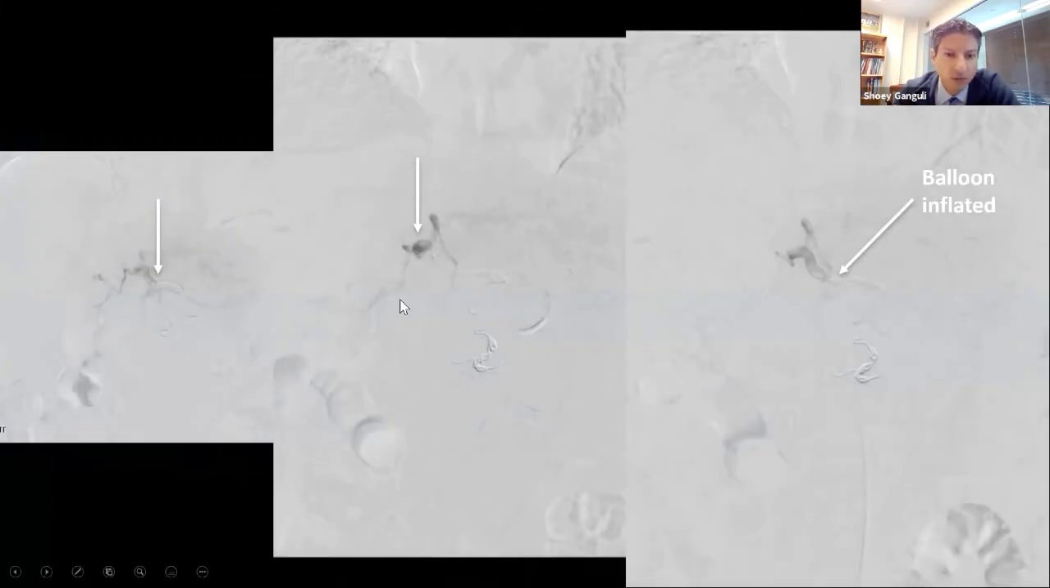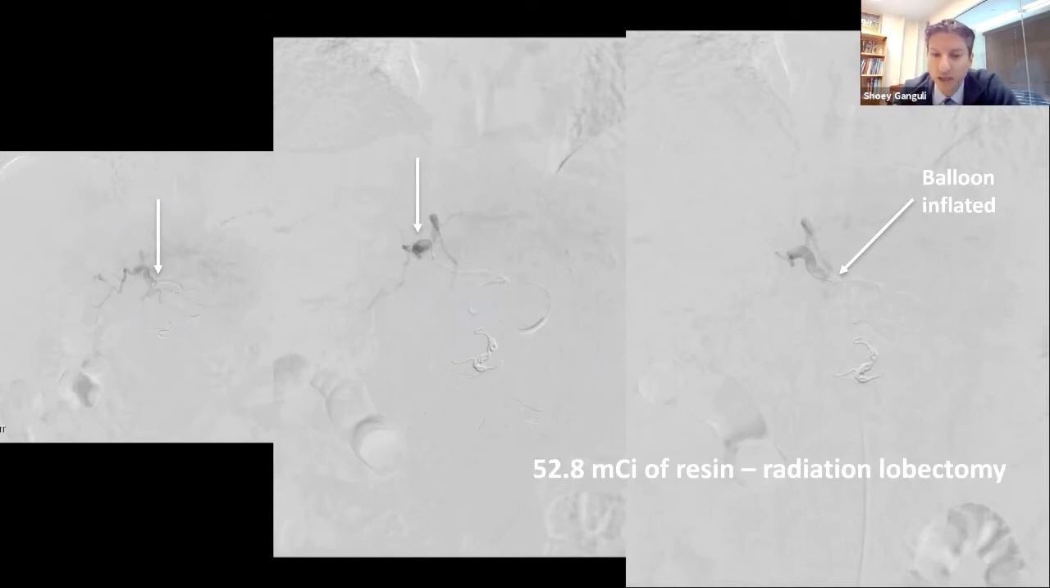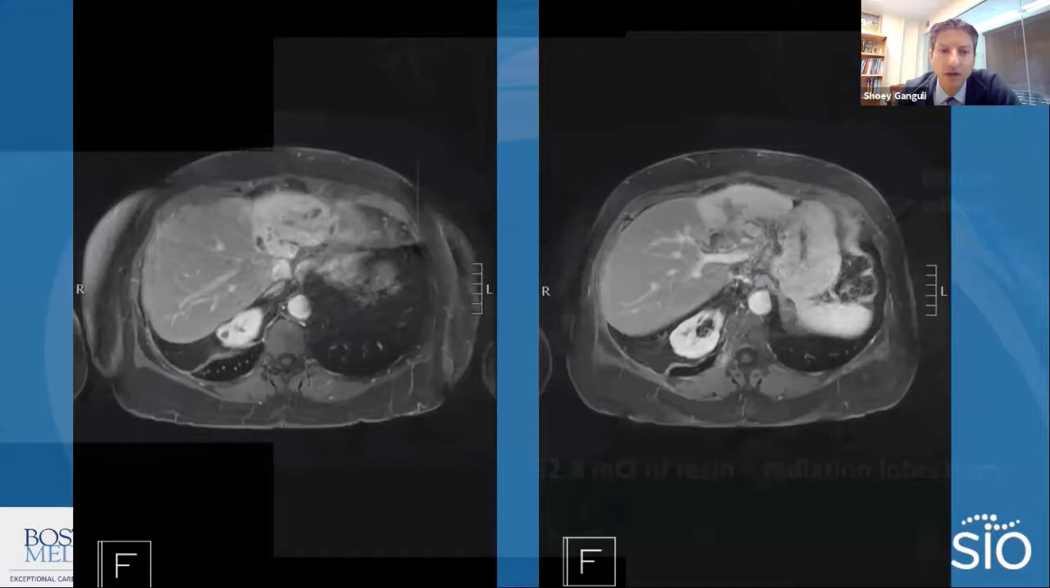And so, this is a transplant artery, and we were able to thread this balloon occlusion catheter all the way out, and you can barely see the balloon. The balloon is inflated there. And at this point, we were able to give, without any concern of reflux, about 52.8 millicuries of resin for a radiation lobectomy. And then this was the follow-up.